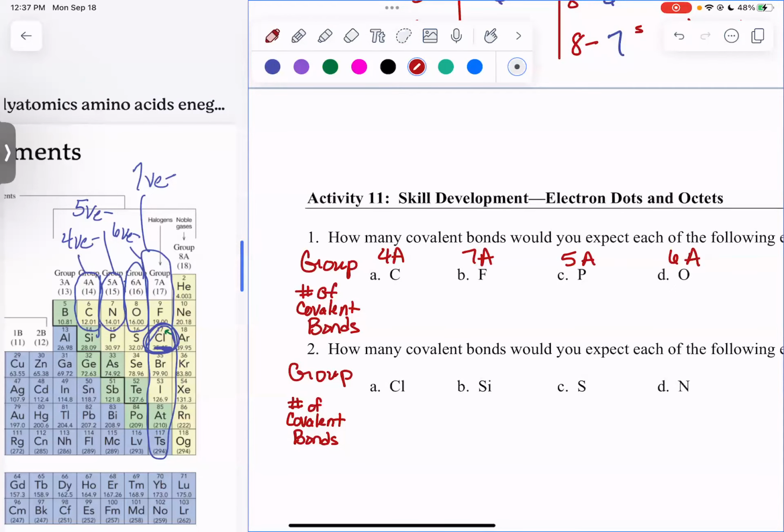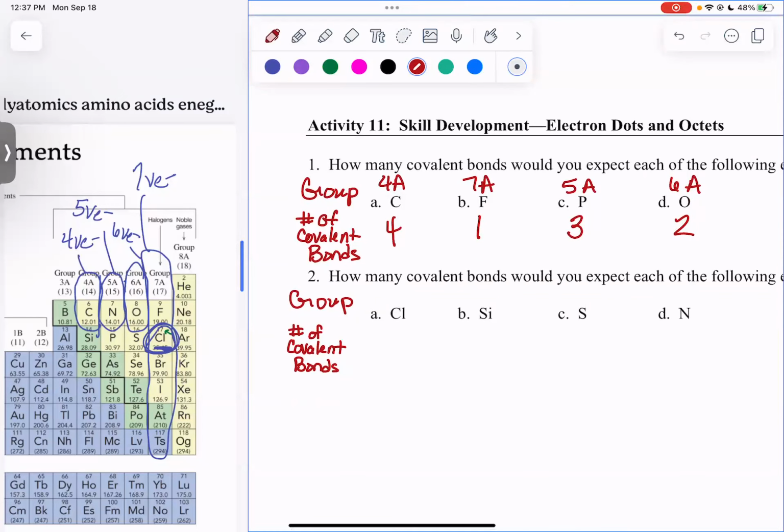So 4A has 4, wants to make 4. 7A has 7, wants to make 1. Phosphorus has 5, wants to make 3. Oxygen has 6, wants to make 2. So the same thing is true. You could do this with any element. Chlorine is in 7A, silicon's 4A, sulfur 6A, nitrogen is 5A.